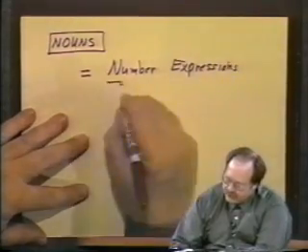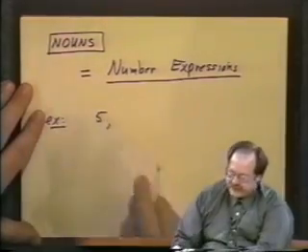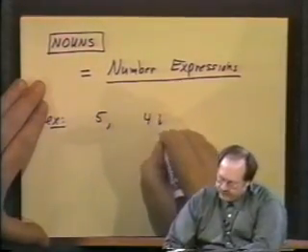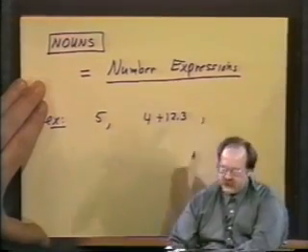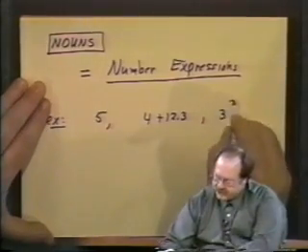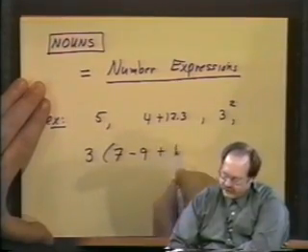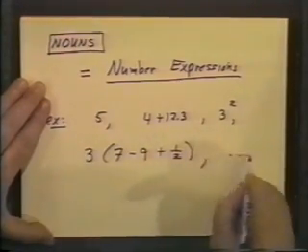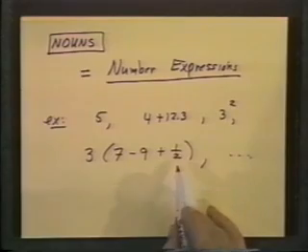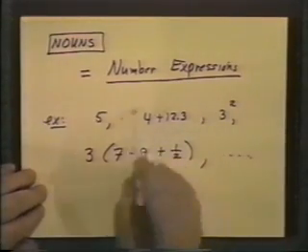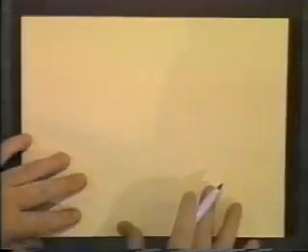Because nouns are things that always have the same meaning. For example, 5 is a noun in mathematics. 4 plus 12.3 is a number when the addition is done, and that's also going to be a noun. 3 squared, for example, or something more complicated, 3 times 7 minus 9 plus a half, etc. All of these are nouns. They have one and only one meaning, even though a little effort might be needed to write them out as a single number.